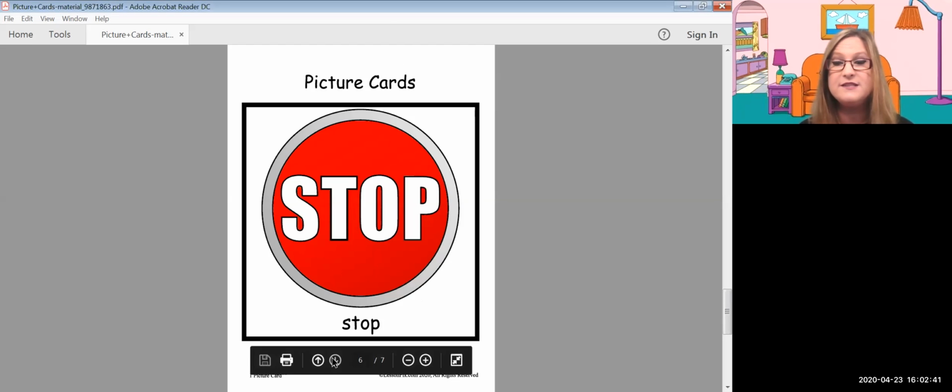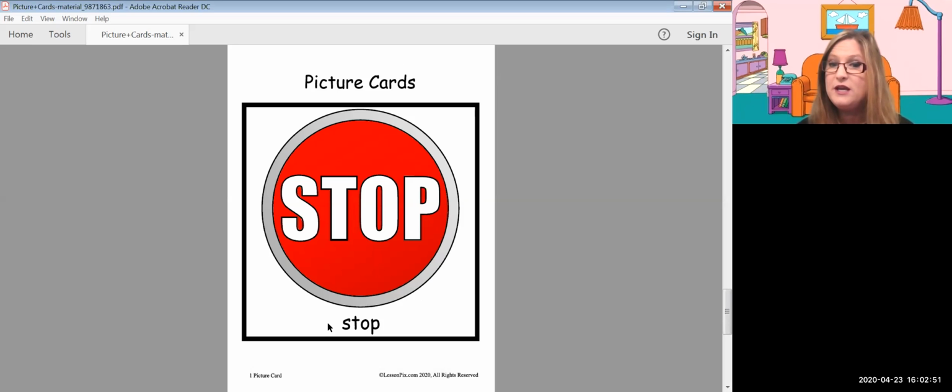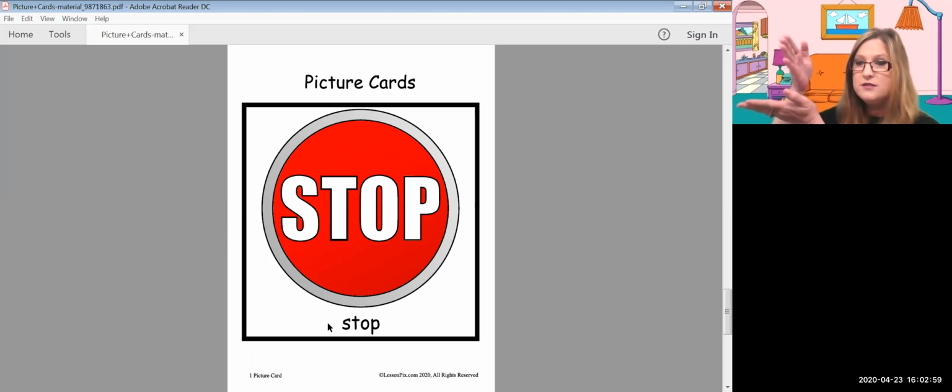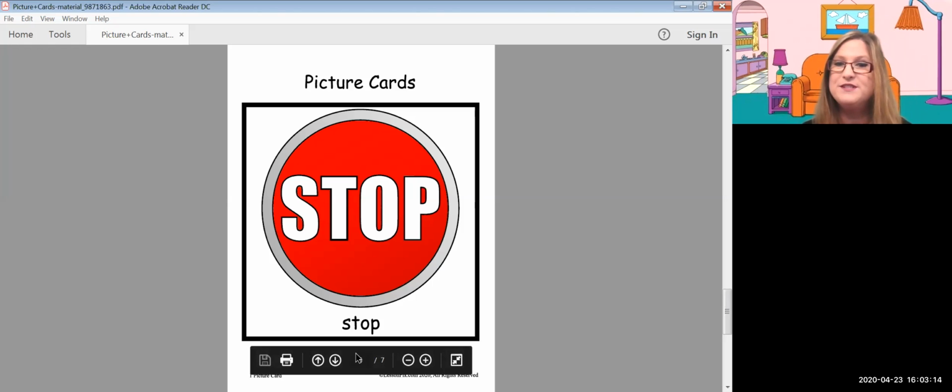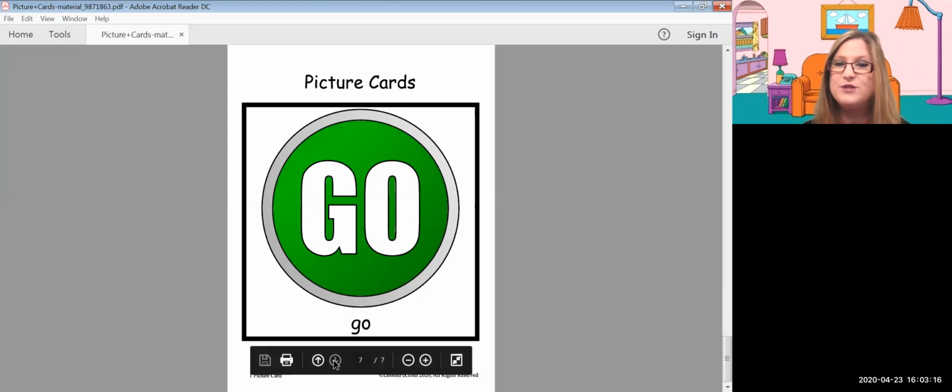Stop. This is a very important one for us to teach children. Stop is something that they may hear frequently if they're doing something they shouldn't be doing, or even if they're doing something good, but it's time to move on to the next thing, we would use the word stop. So you're going to take one hand open palm, the other hand open palm, and put them together like this. Stop. Now, let's think in terms of opposites. We're going to go to the next one.